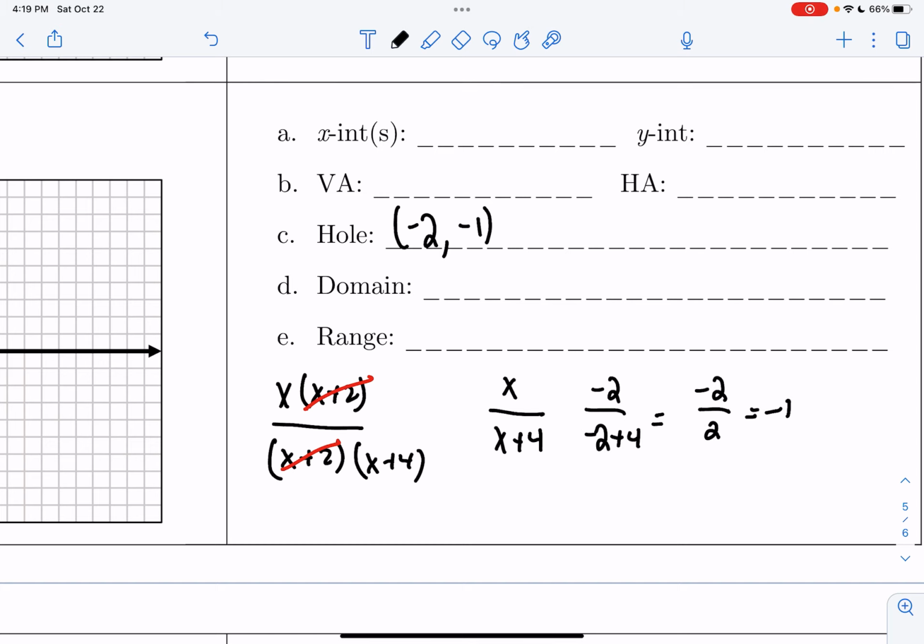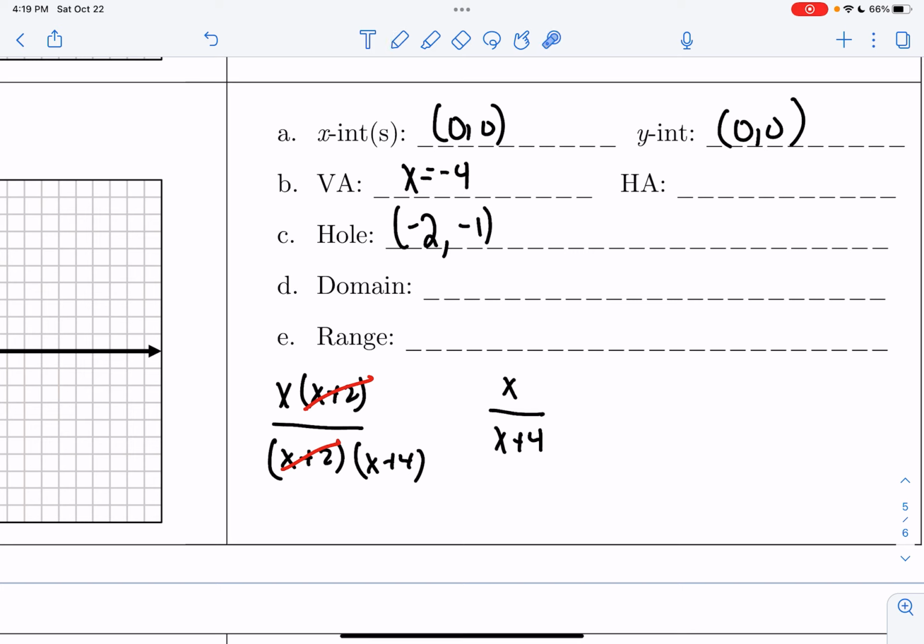My x-intercept is whenever I have my numerator set equal to 0. So in this case, x is equal to 0 since my numerator is just x. My y-intercept is whenever I have x equal to 0, so 0 over 0 plus 4, or 0. So both 0, 0 would be my x and y-intercepts. Vertical asymptote is at -4 because in my denominator, I can't have -4. It's part of my restriction.